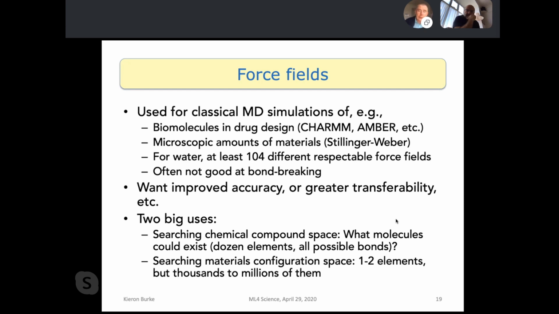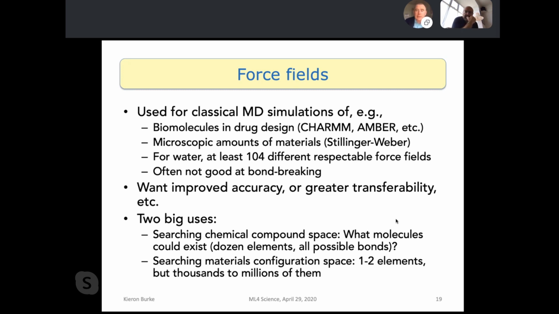So can you find, taking quite a lot of elements, like say a dozen, and usually the dozen that are relevant, the light ones that are relevant to medicinal chemistry, let's say. It turns out the number of combinations you can make is vast, and you ask which molecules exist that we haven't even thought of, and you want to set up these force fields to make them accurate for those kinds of searches.